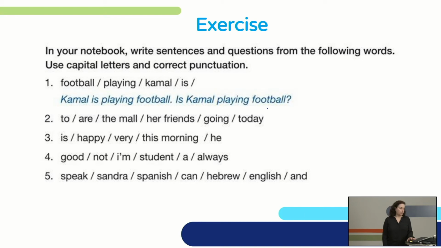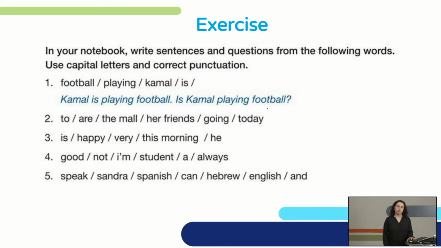The first is an example. Football, playing, Kamal, and is. Kamal is the name of the person, right? So it has to be capitalized. Kamal is playing football. Period. Is Kamal playing football? That's the question. So you have to put a question mark there. Take a few minutes and try to do these exercises.